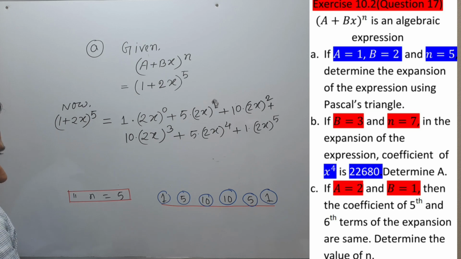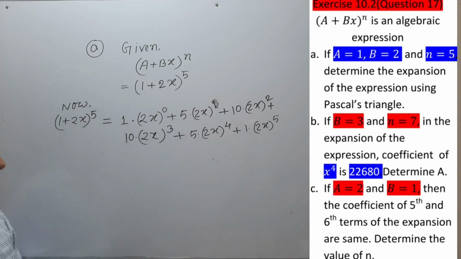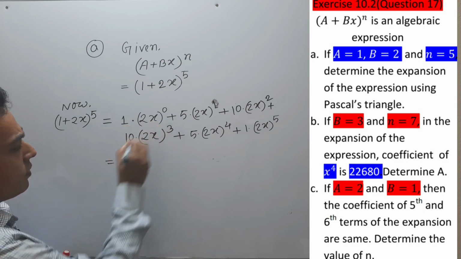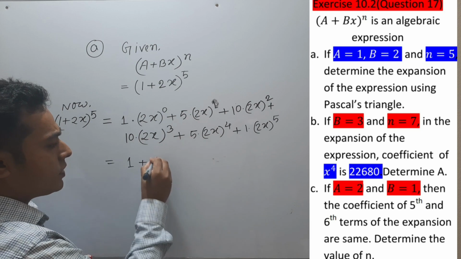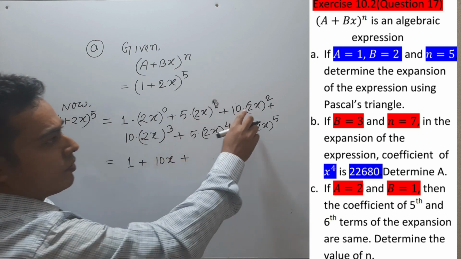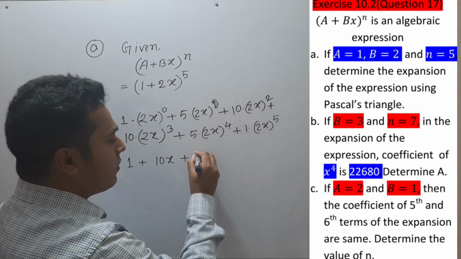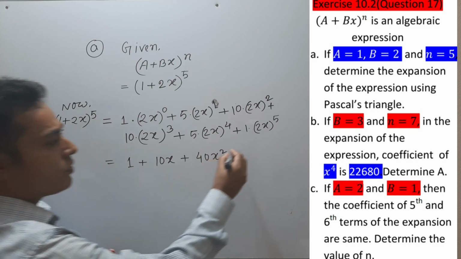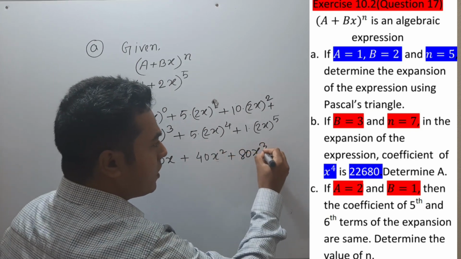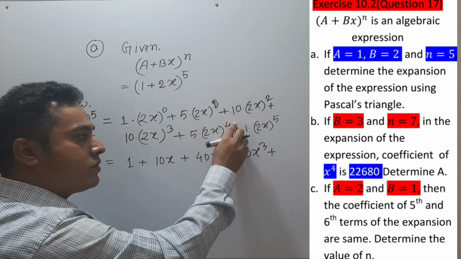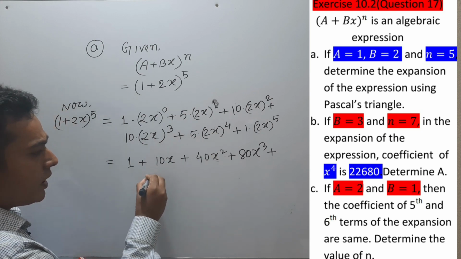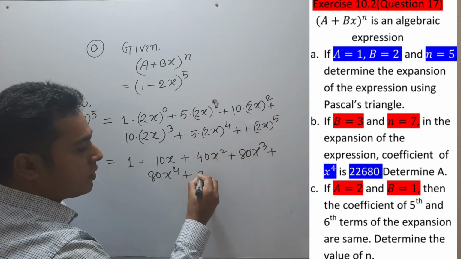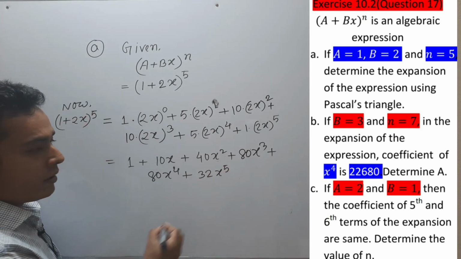Okay, now calculation of this step. Here (2x)^0 is equal to 1, so our answer is 1 plus 5 into 2 is equal to 10x plus 2 square is equal to 4, 4 into 10, 40x square, plus 2 cube is equal to 8, 8 into 10 is equal to 80x cube, plus 2 to the power 4 is equal to 16, 16 into 5 is equal to 80x to the power 4, plus 2 to the power 5 is equal to 32x to the power 5. This is our answer of question A.